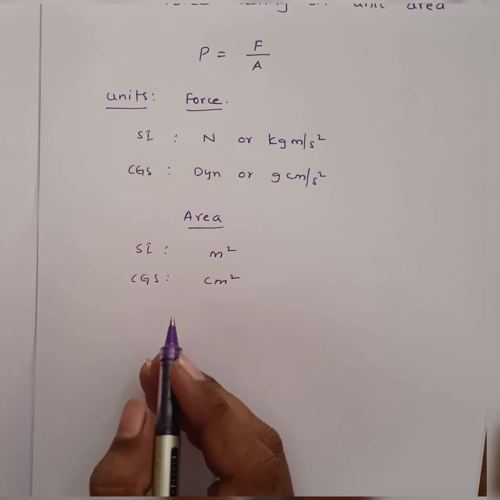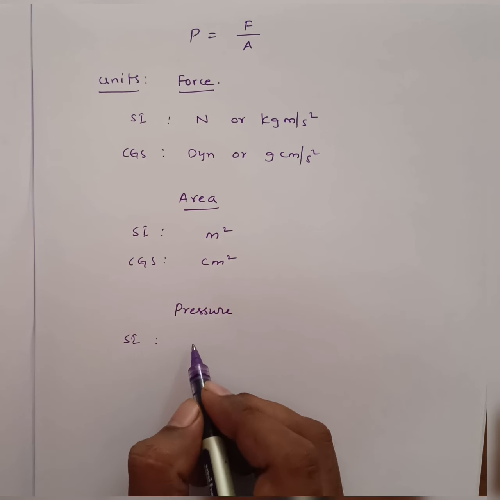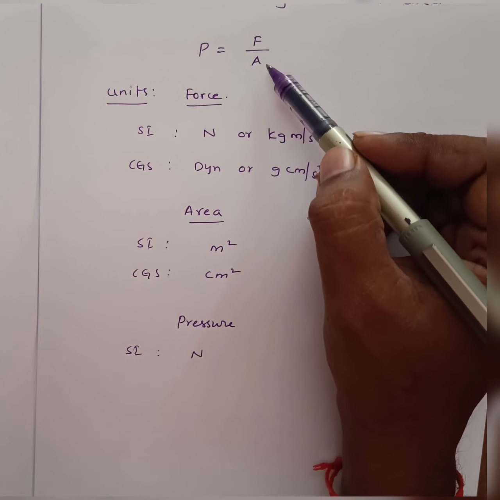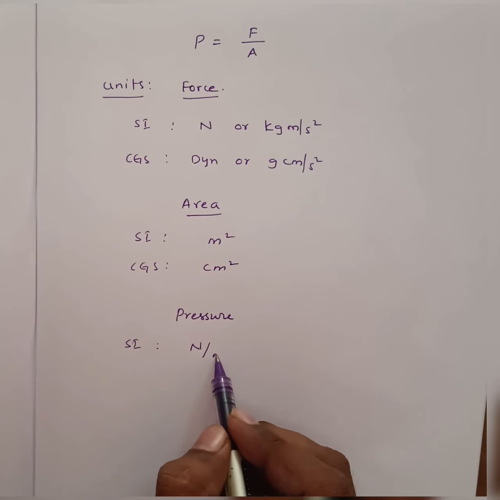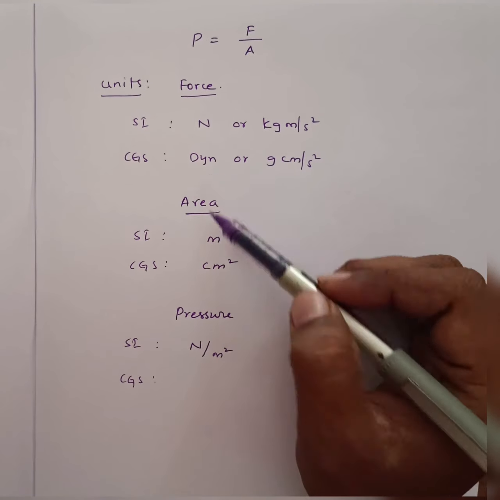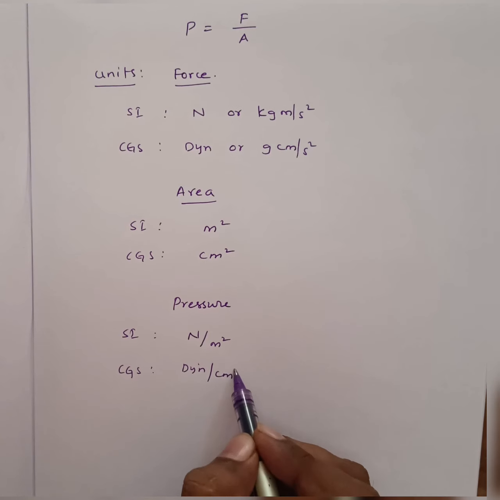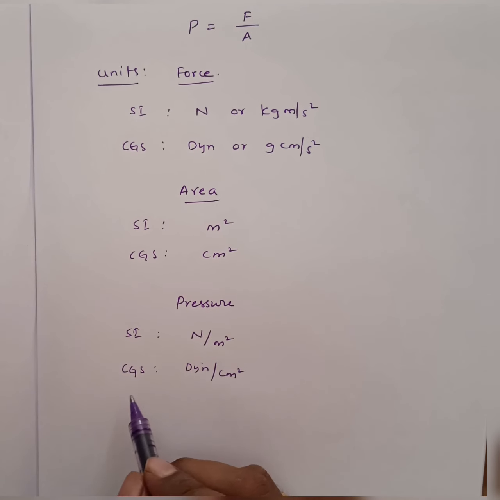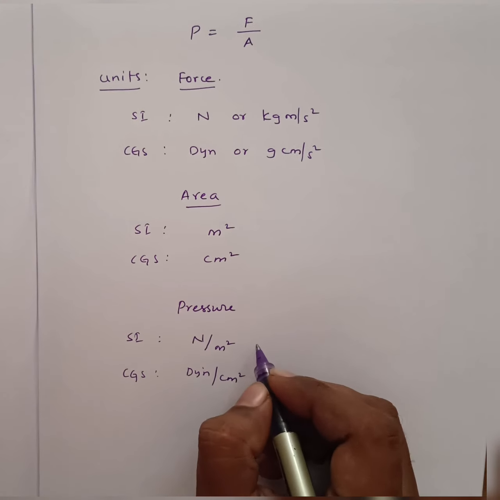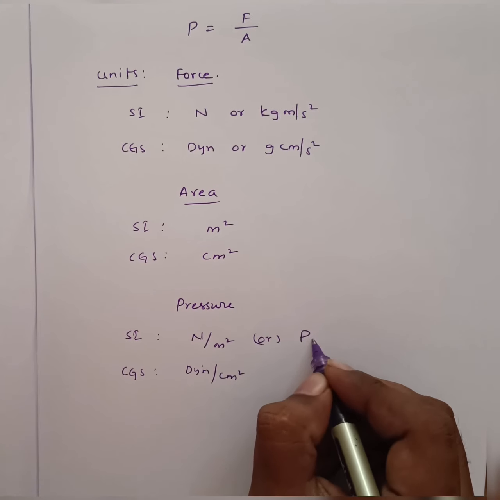Now if you substitute there, pressure equals force SI unit by area SI unit, Newton per meter square. CGS unit, dyne per centimeter square. SI unit, Newton per meter square, is also known as Pascal.